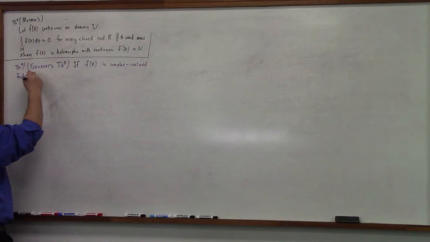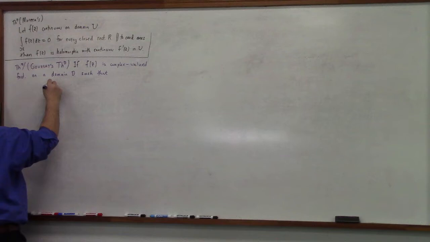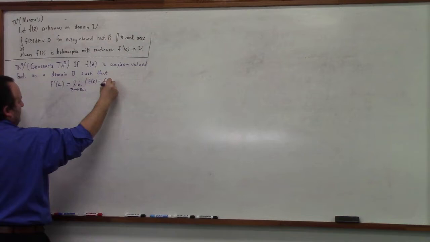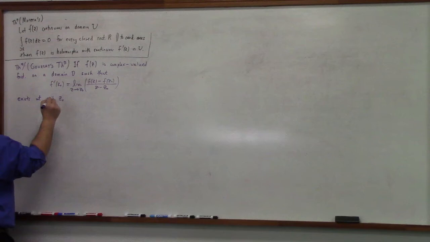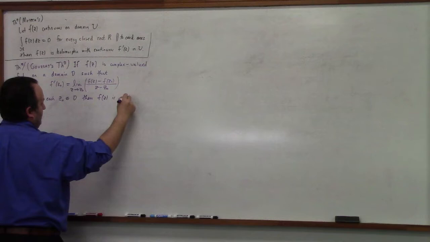on a domain D. What's a domain? Remember, open connected set, right? Such that f prime of z naught, equal to the limit as z goes to z naught of f of z minus f of z naught divided by z minus z naught, exists at each z naught in D, then f of z is analytic on D.